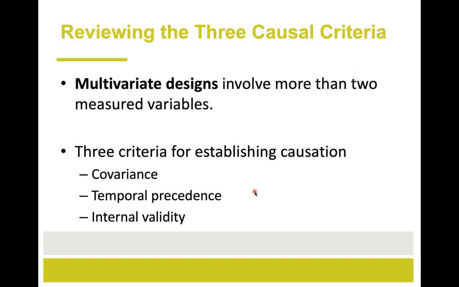However, we have some more complicated multivariate correlational designs that can allow us, I'm not going to say to establish temporal precedence and internal validity, I'm going to say that allow us to approximate temporal precedence and internal validity in such a way that maybe over time, with multiple studies and multiple different types of research, we can feel comfortable asserting causation, even though we've never done an experiment. So that's what we're going to be talking about today, is how we can approximate these criteria for establishing causation, even if we don't have an experimental design.